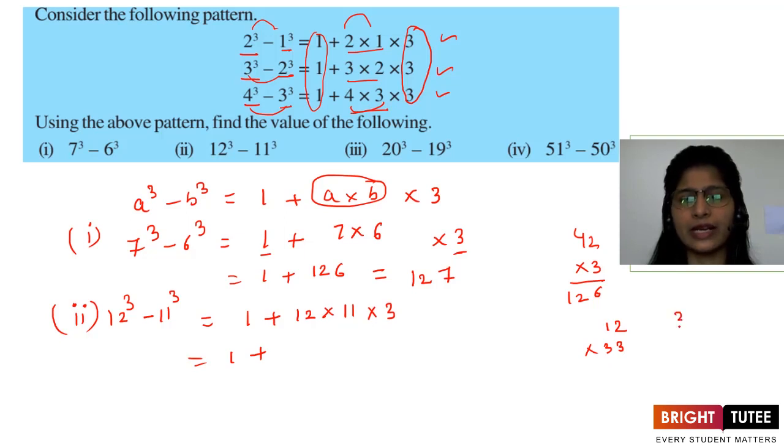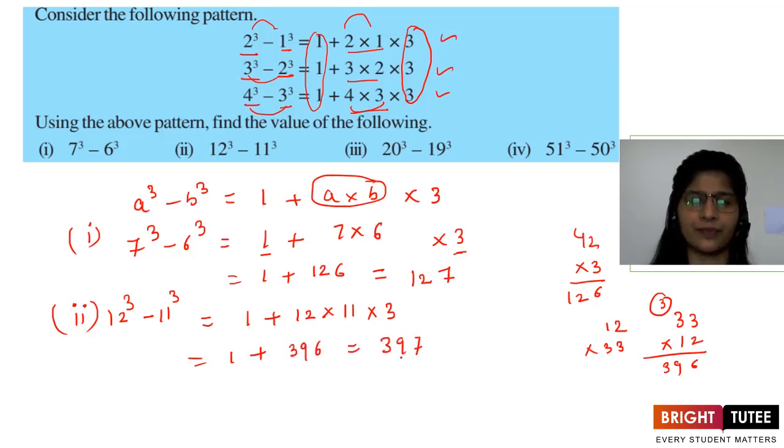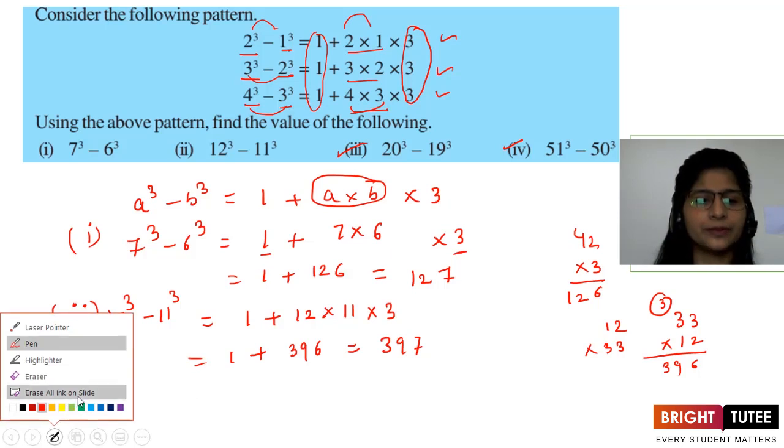Or I can write it like this so that the multiplication is much easier. 12 3s are 36. A carry over here is 3. 12 3s are 36 and 3 is 39. We get 396. Add them, we get 397. Clear? Similarly, we can perform the third and fourth part. Okay, let's do the third and fourth part.